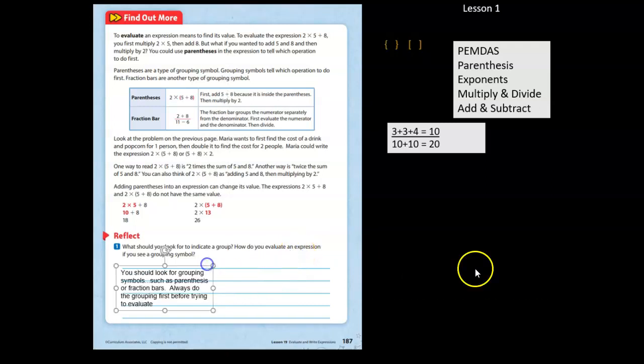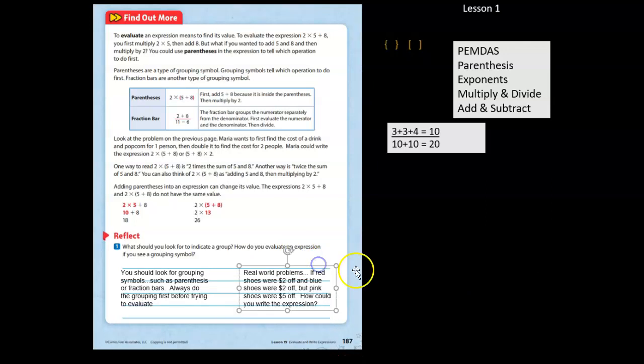Now, I came up with a real world problem because we think, why do we have to learn all this stuff? Well, in the real world, what if you went to the shoe store and the red shoes are $2 off and the blue shoes are $2 off, but pink shoes are $5 off, and you had to write an expression to know how to put that properly. So just little things I was trying to think of ahead of why you would really use this in the world. All right, now it's practice time, so let's go to the next one.